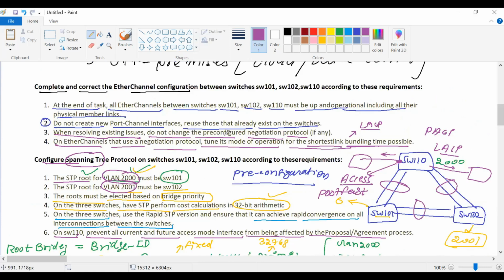This is the first task. So you're getting it right. Yeah.